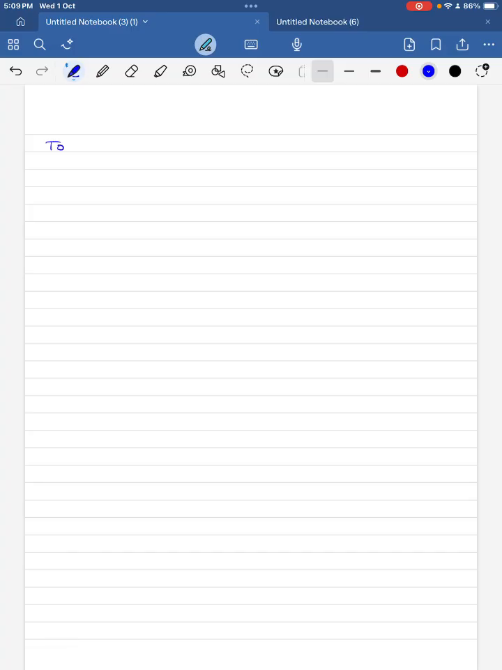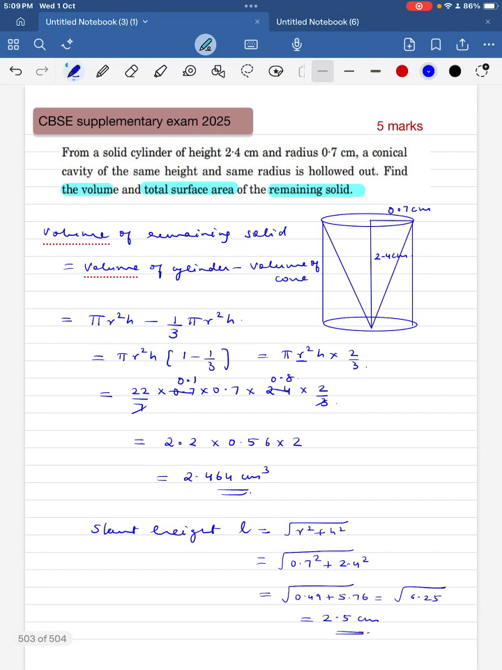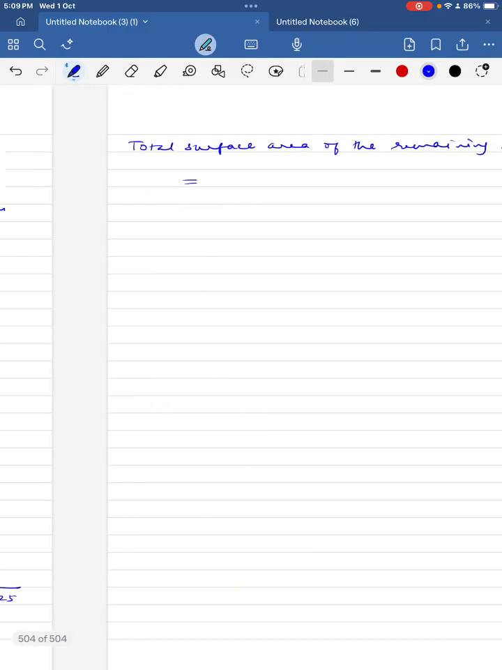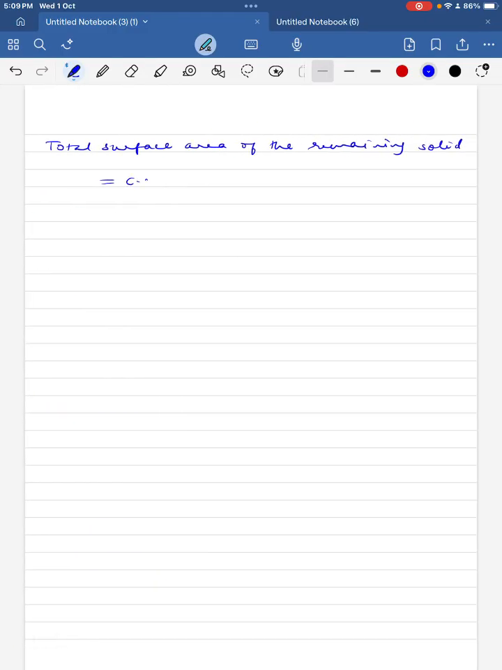Now let's find the total surface area of the remaining solid. Now how do we find that out? It will be as much as the curved surface area of the cylinder, the area of the base, and the curved surface area of the conical part. So we have to add up three things. We have to add the CSA of the cylinder, that is the curved surface area of cylinder, plus area of base, plus the curved surface area of the cone.